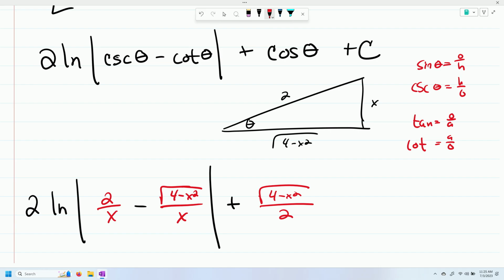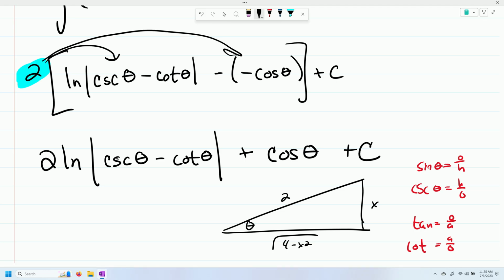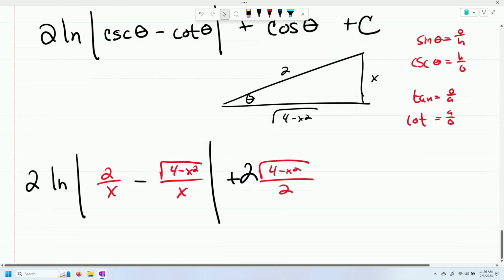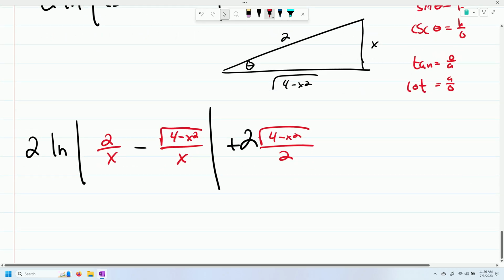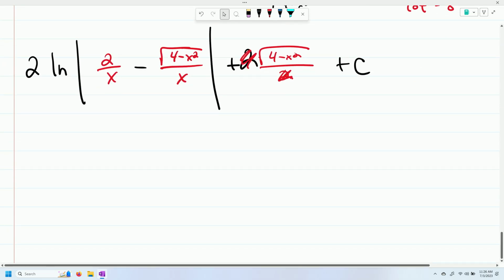Oh, and I got a math error. This is 2 times the square root of 4 minus x squared over 2, because remember, I had this 2. Oh, this is bad, and I'm not going to remake this video. So I have a 2, and I failed to distribute properly. So there's a 2 out front, and now the 2's reduce. And that's fine with me. Plus c. So let's clean this up.